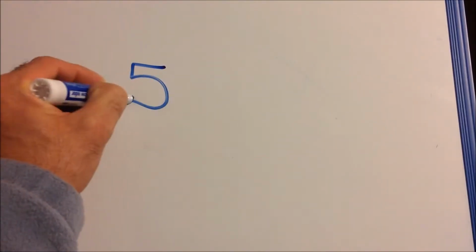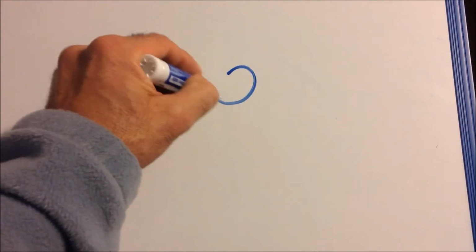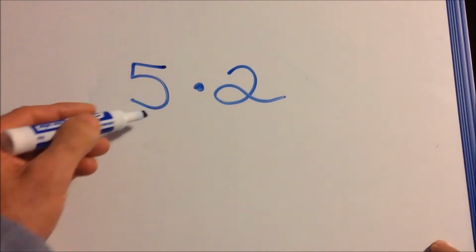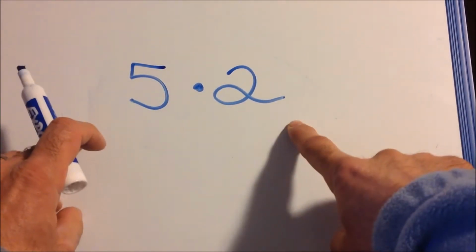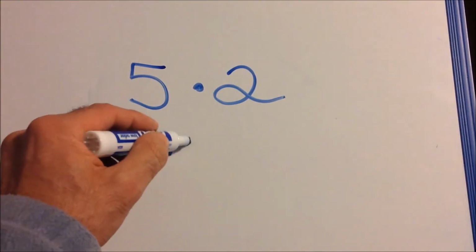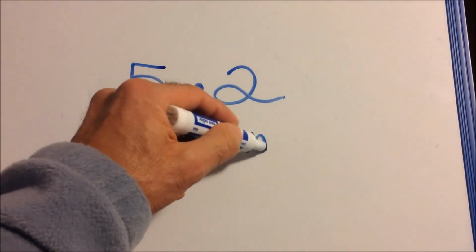So if I write 5 times 2, I'm using this dot for multiplication, that's an expression, a multiplication expression, and in English it's just 5 times 2.